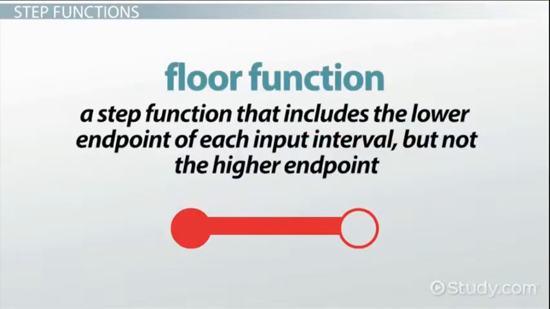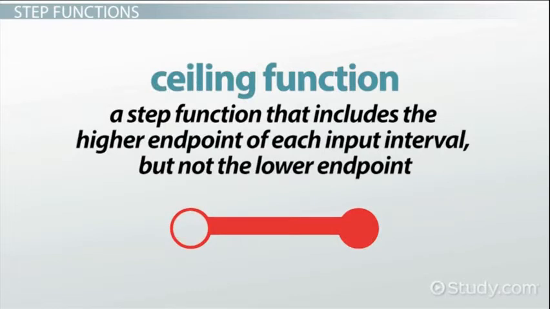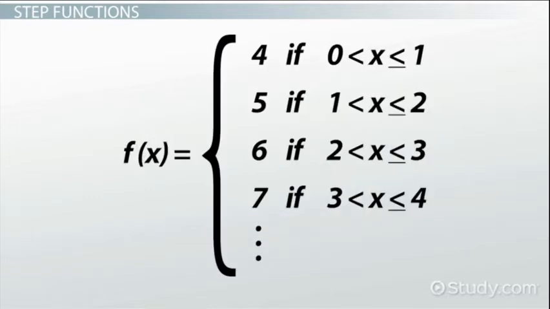A floor function is a step function that includes the lower endpoint of each input interval, but not the higher endpoint. A ceiling function is a step function that includes the higher endpoint of each input interval, but not the lower endpoint. Since our taxi function includes the higher endpoint of each input interval, but not the lower, it is a ceiling function.